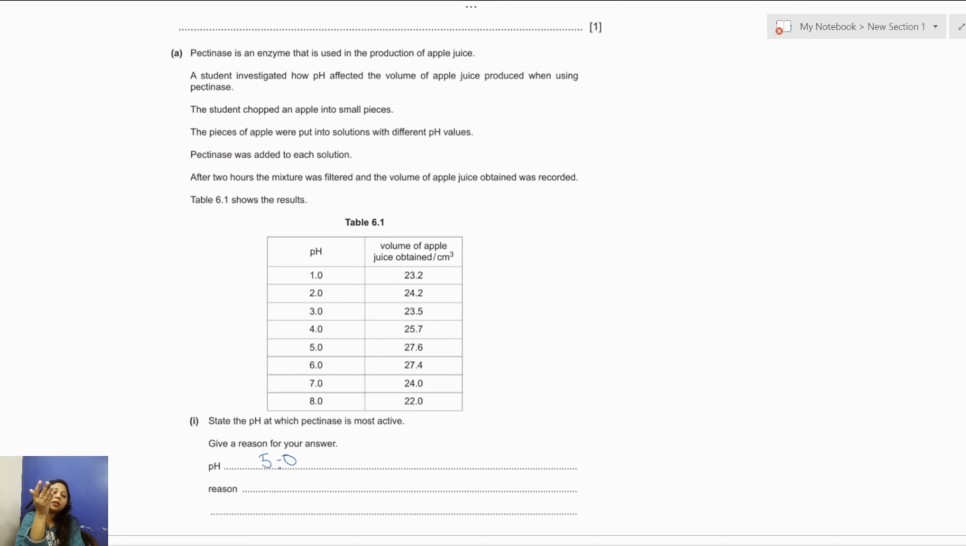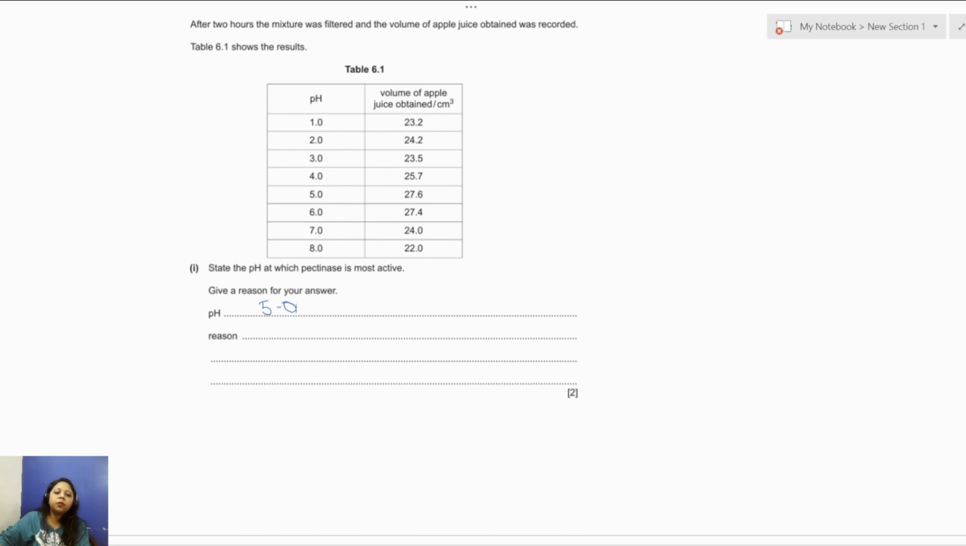No. What is the reason? Why do you think 5 is the answer? Good. It produces the highest volume of apple juice, which is 27.6 cubic centimeters. Okay, you have to give the complete value. Whatever is asked in the question, use the terms from the question. Okay.